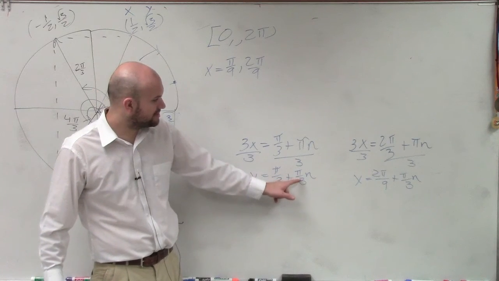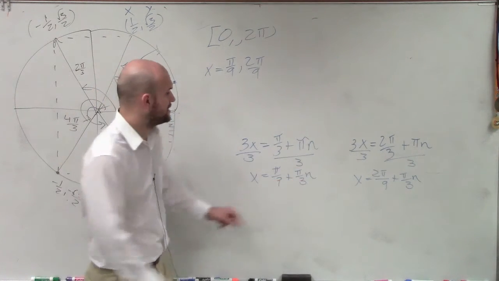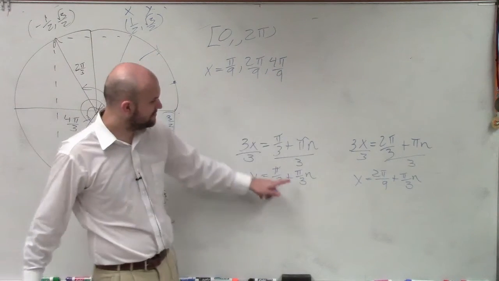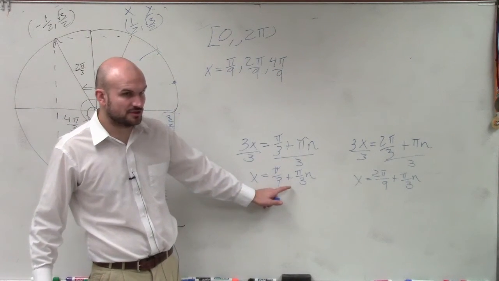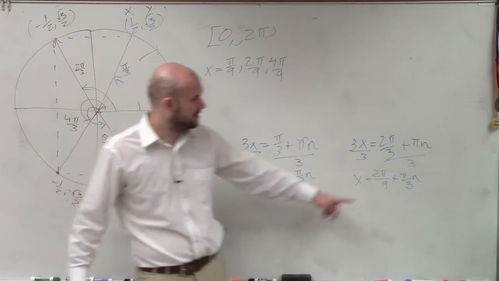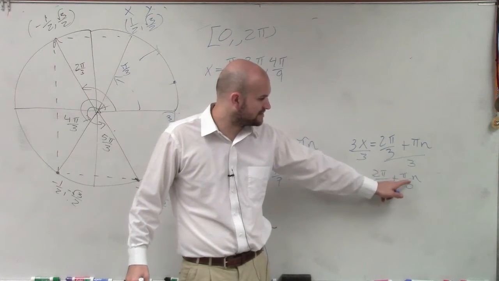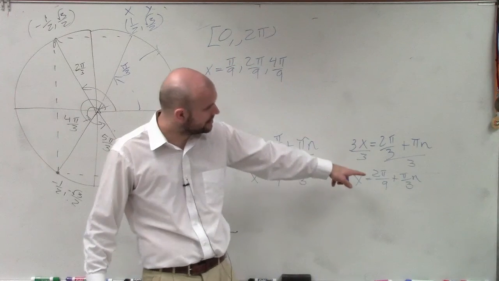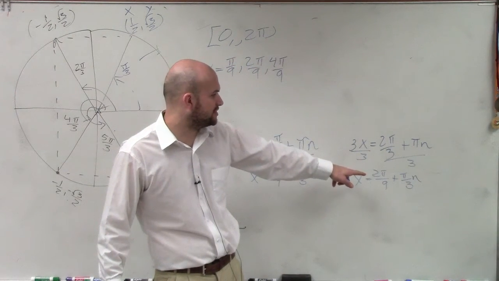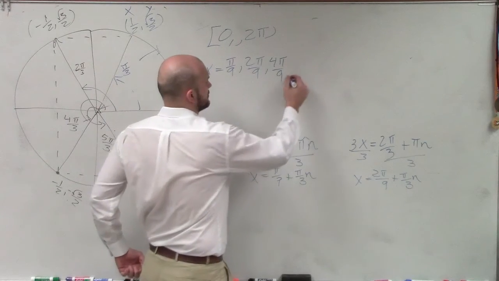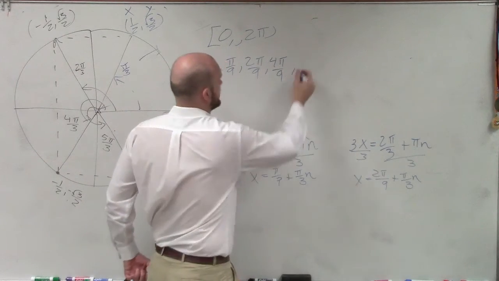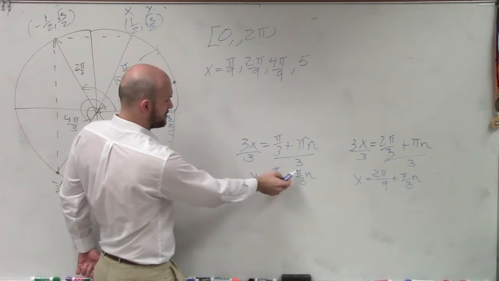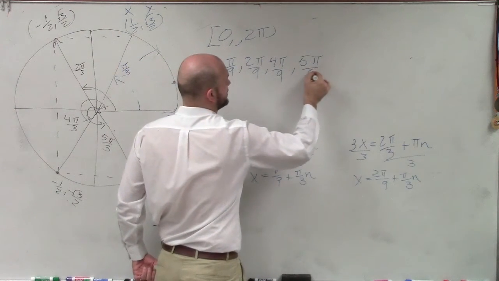So pi over 9 plus pi over 3, well, you'd have to get common denominators. That's going to be 4 pi over 9. Is 4 pi over 9 still a solution between 0 and 2 pi? Yes. If n was 1 here, 2 pi over 9 plus pi over 3, then again, you multiply. No, hold on a second. That's going to be multiplied by 3. So that's 5 pi over 9.